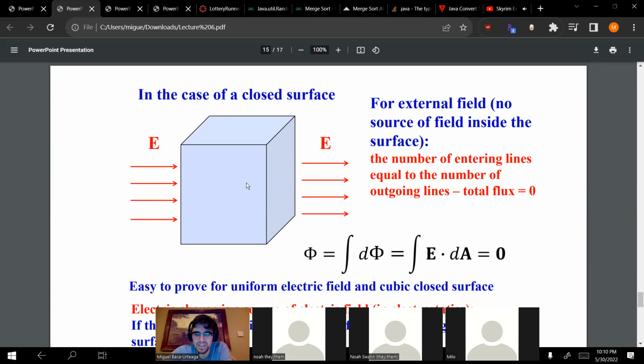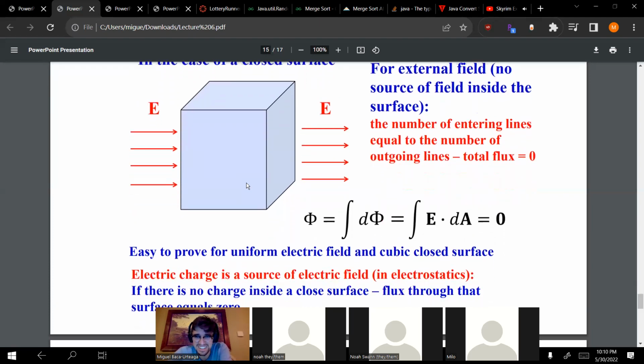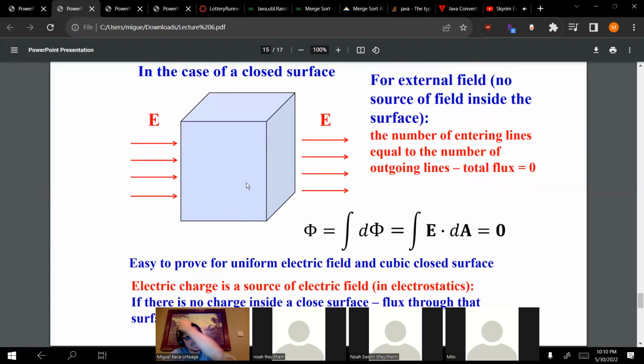So I guess if we ever get a test question that says, hey, what is the electric flux of a closed surface where there's no source of field inside of the surface? I'm guessing it would just be 0. Yeah, that would be a great test question.